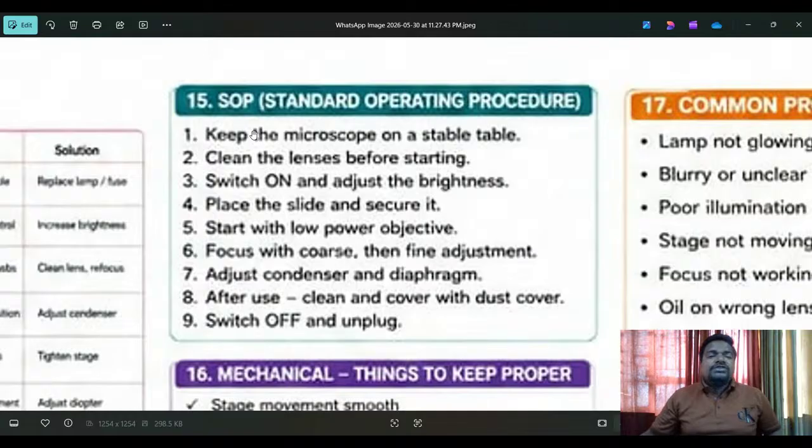First of all, SOP: keep the microscope on a stable table. Stable means a fixed table, so this we know very well. Next, clean the lens before starting.